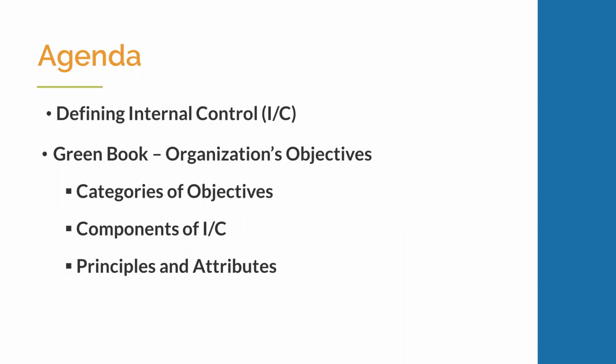And our agenda today, we're going to define internal control again. We'll talk about the Green Book and how it's organized in the sense that there's categories of objectives, components of internal control. That's what we're going to spend a good portion of time. And then the principles and attributes that go to those components. So a lot of the information is coming directly from the Green Book at this point. I thought it'd be easier to put it up on this type of screen and document so that you can just refer back to that instead of having to go back through a couple hundred of pages just to find the information that you need.